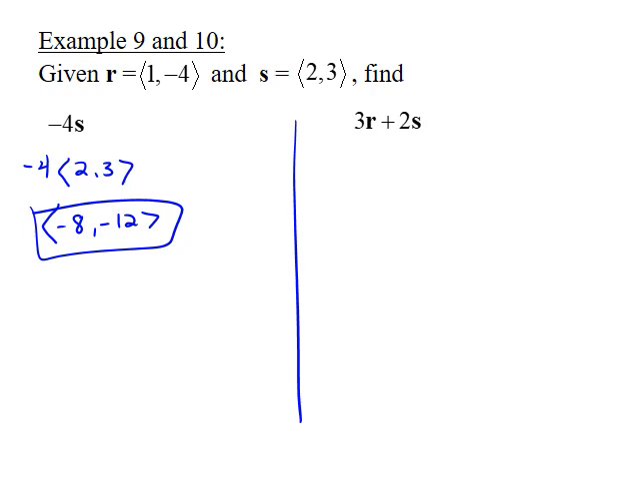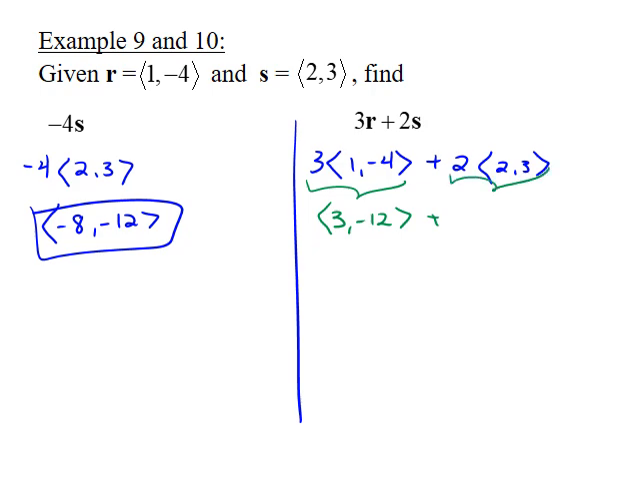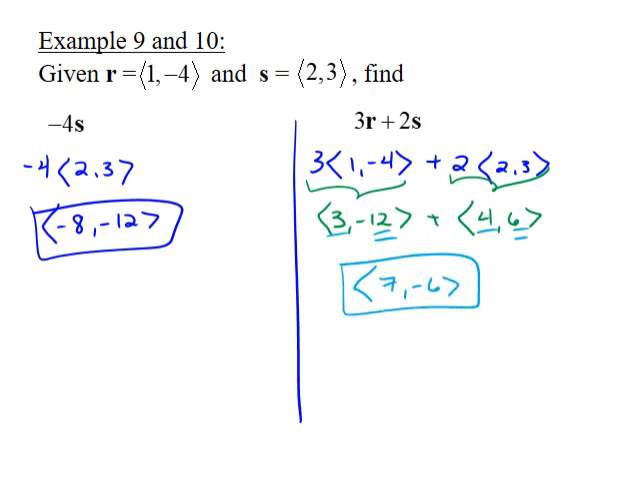Okay, now this one's kind of putting everything together. So I'm going to take 3 times vector r, and I'm going to add that to 2 times vector s. So this becomes 3, negative 12, plus 4, 6. And then when I add these, I'm going to add the x values and add the y values to get 7, negative 6. And that's it. Not so bad.